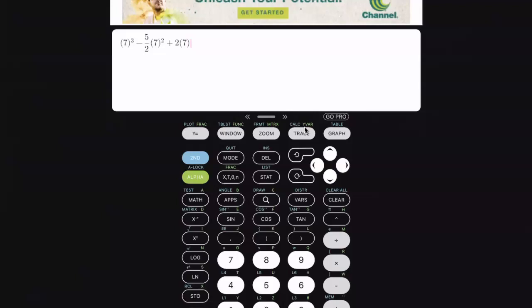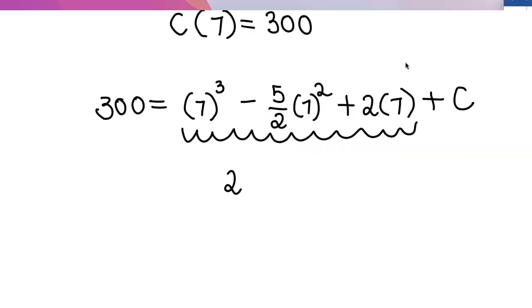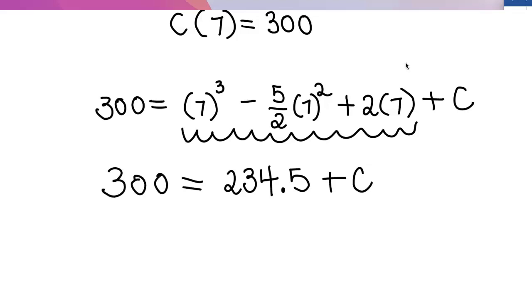And I hit enter. It gave me 234.5. Oh, that's cute. 234.5. Okay. And then I'll bring down this plus C. Plus C equals 300. You know what I'm about to do to both sides? I'm going to subtract both sides by this number.